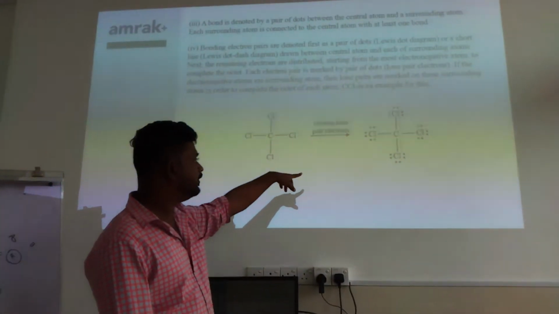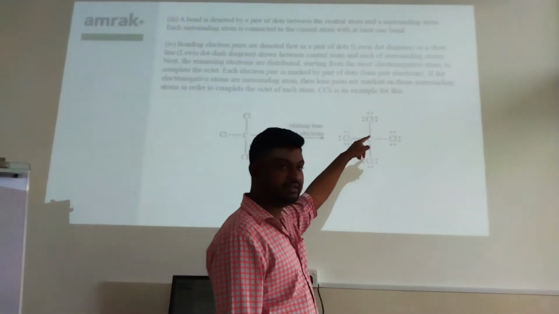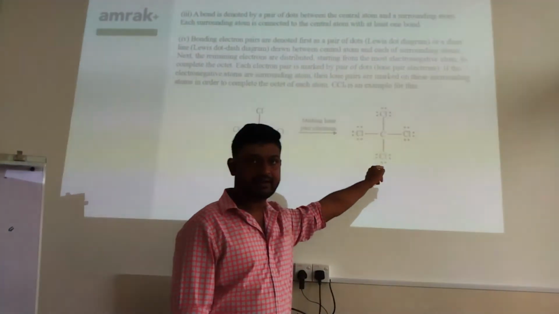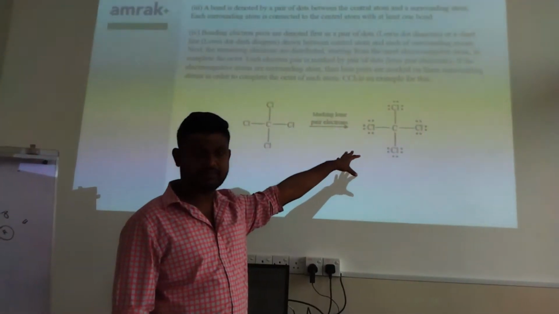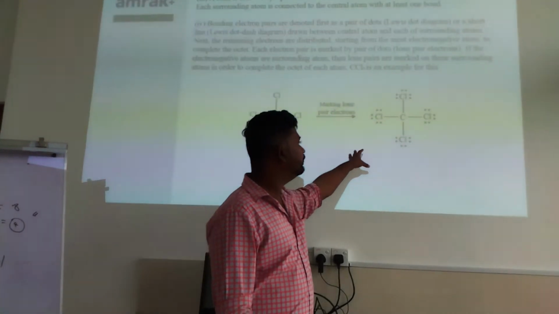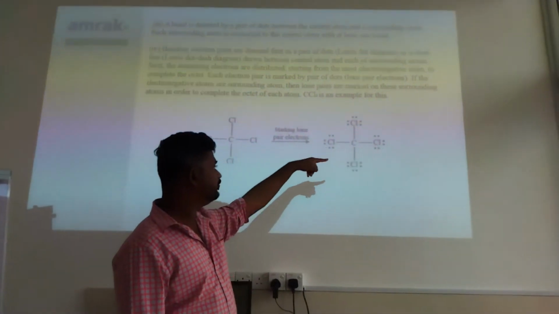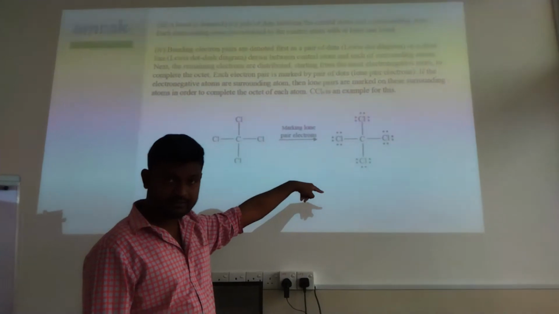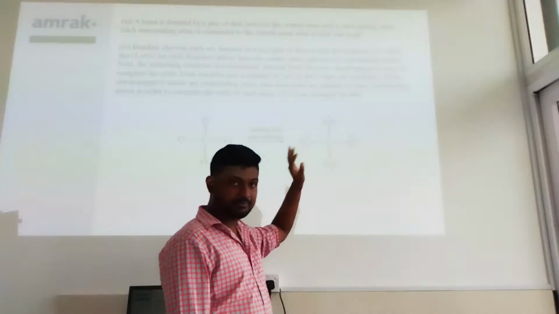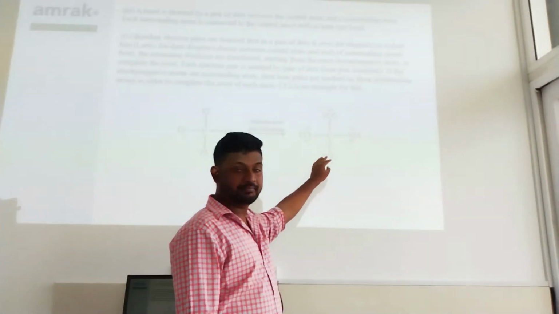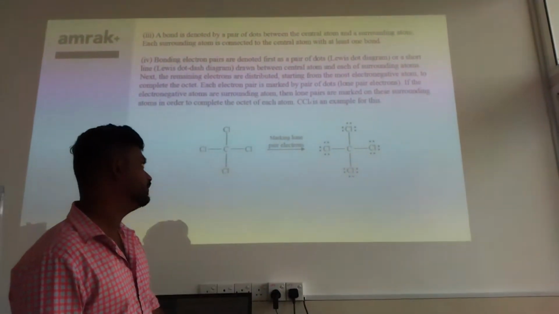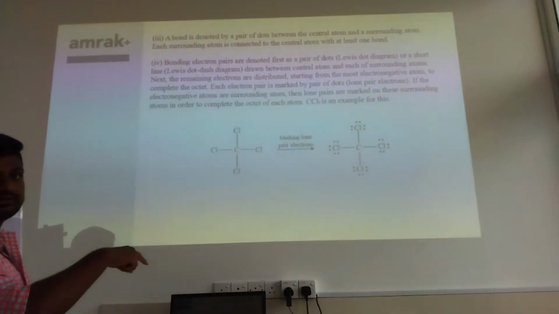So when you are drawing it, first you have to put single bonds, right? So there are 4 chlorine atoms surrounding the carbon atom. So carbon will be placed in the middle because it is less electronegative than chlorine. So it makes 4 bonds. So if you put 4 bonds, there will be 8 electrons reduced from the 32 electrons, right? So the remaining electrons you have to put on chlorine because chlorine is the most electronegative atom, right? So this is how we draw the Lewis structure.